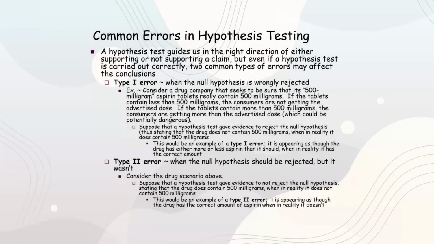Now, common errors in hypothesis testing. After doing this right tail, left tail test, there are certain type 1 errors and type 2 errors which we have usually covered in our preceding session, but they have a linkage with this. A hypothesis test guides us in the right direction of either supporting or not supporting a claim, but even if a hypothesis test is carried out correctly, two common types of error may affect the conclusion. We have already talked about this in a preceding session, but as I have already said, in statistics a lot of linkage is there.